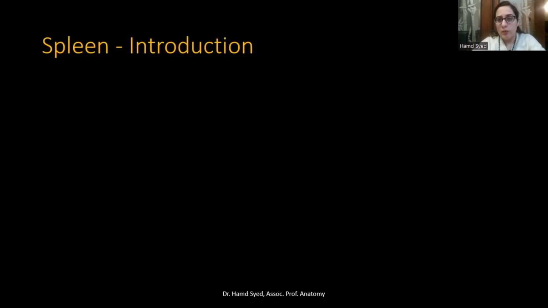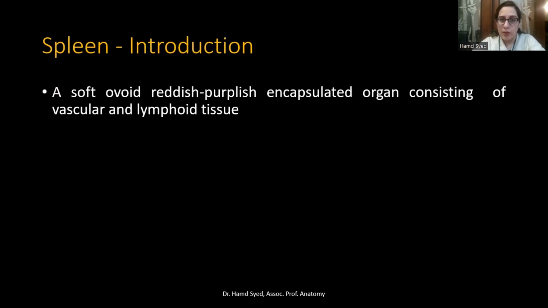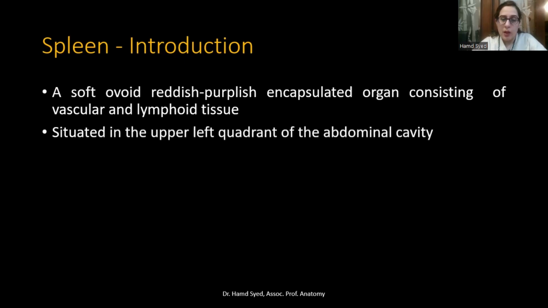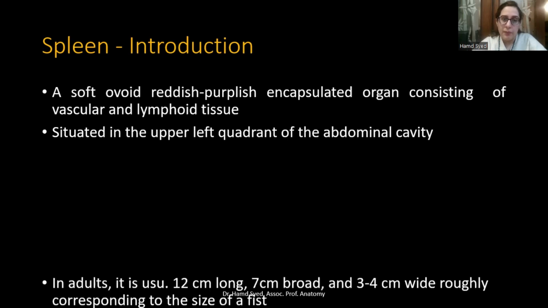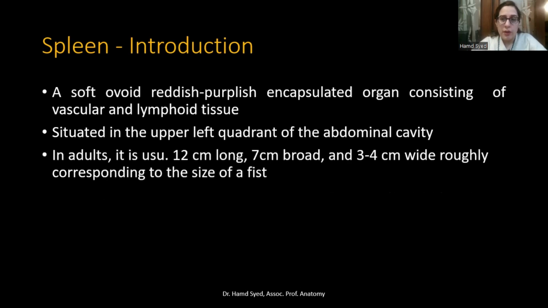So let's talk about the very basic aspects of this organ. This is a soft, ovoid, reddish-purple, encapsulated organ consisting of both vascular and lymphoid tissue. The location of the spleen is in the upper left quadrant of the abdominal cavity. In adults, the spleen is usually 12 centimeters long, 7 centimeters broad, and about 3 to 4 centimeters wide. This roughly corresponds to the size of a fist.